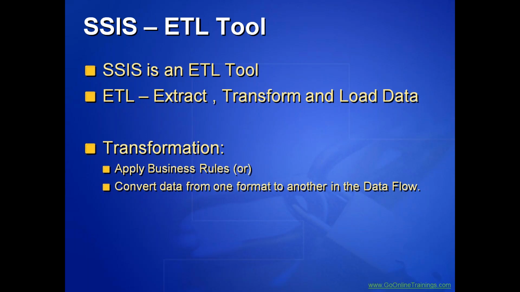SSIS is an ETL tool. ETL stands for extract, transform, and load the data. What is a transformation? Transformation means, as we discussed yesterday, applying some business rules, converting dollars into rupees, rupees into dollars, something like this. Or gender has 1, 0, male, female, true, false, something like this. We have data that you would like to standardize, or you want to clean something. Whatever you would like to do, you should be able to do with the help of transformation. Transformation is going to be used.